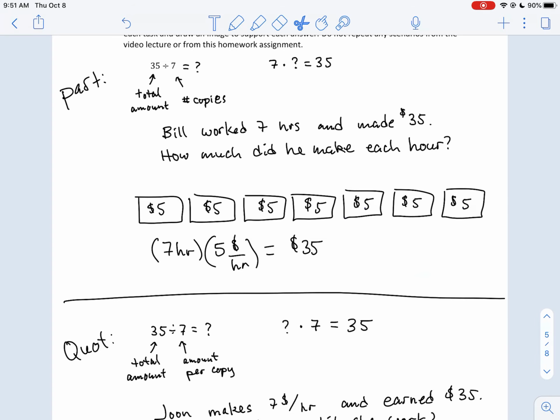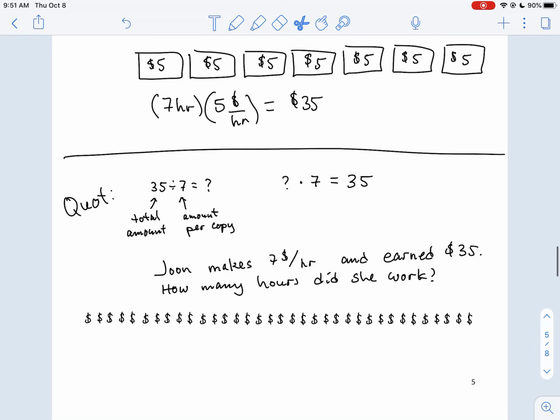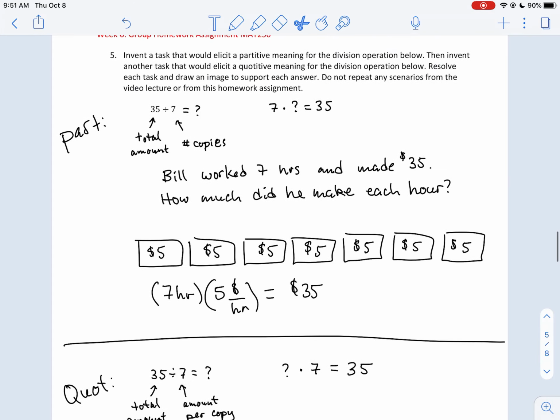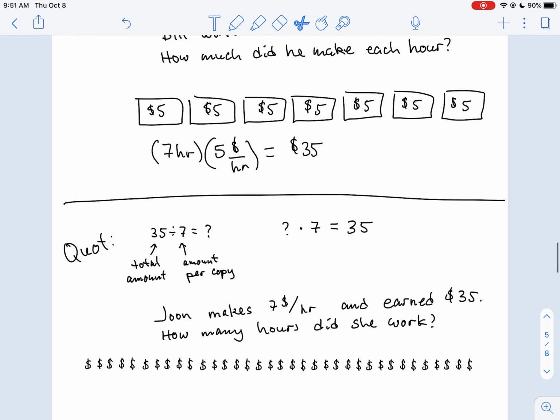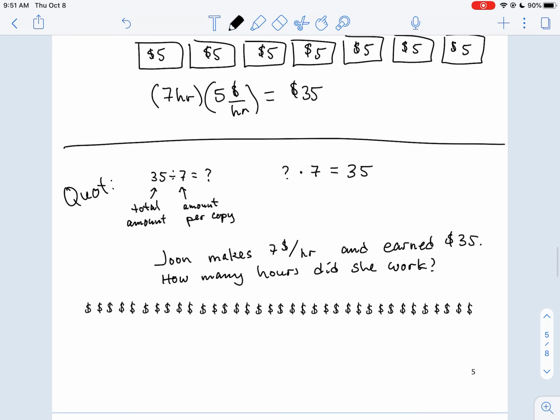Okay, that's sort of the quotative. So we have 35 divided by 7, the same operation, but we want a quotative meaning this time. For quotative division, we need to create a missing multiplier task. So we want a structure something like this. We want to answer this kind of question: how many copies of 7 make 35?